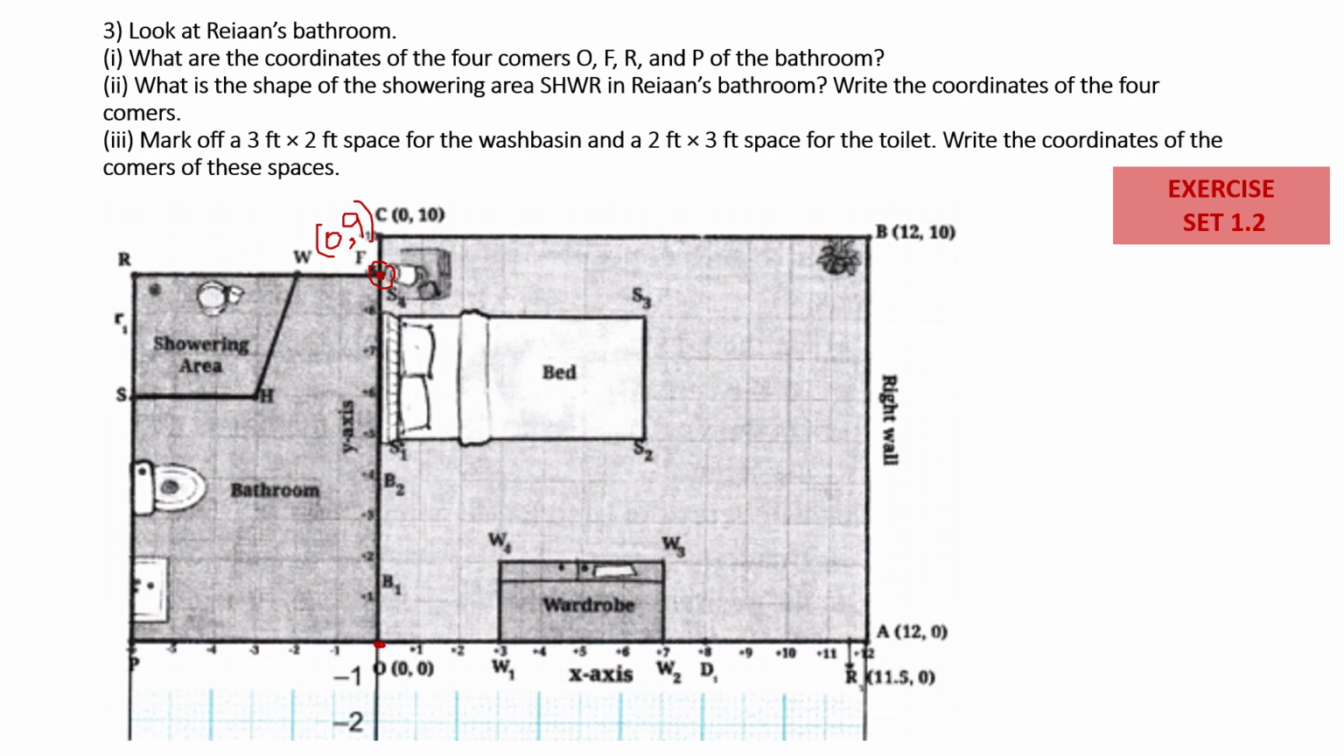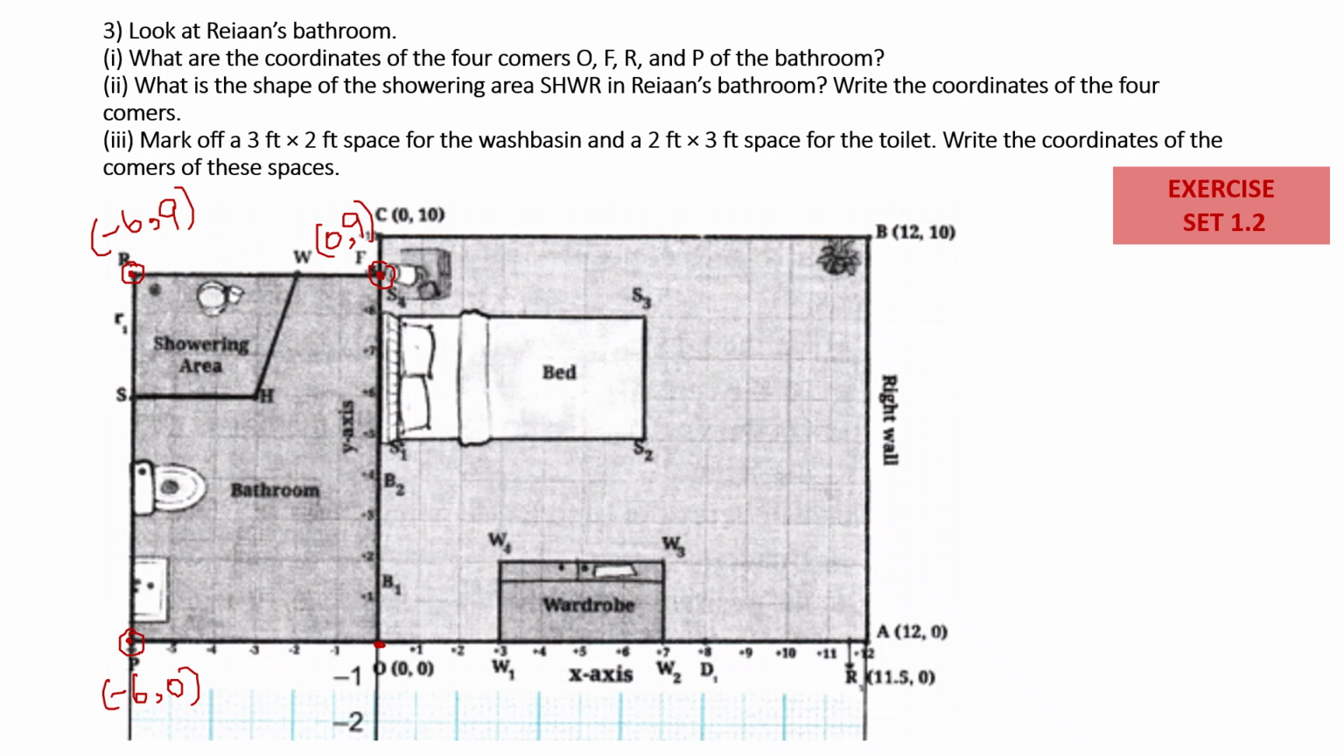And we'll see the coordinate for the point R. So what is our x? It's going to be minus 6, and on the y-axis it is 9. So minus 6 comma 9. And the coordinate at point P is going to be minus 6, and it is lying on the x-axis, so the y value is going to be 0. So it is minus 6 comma 0.